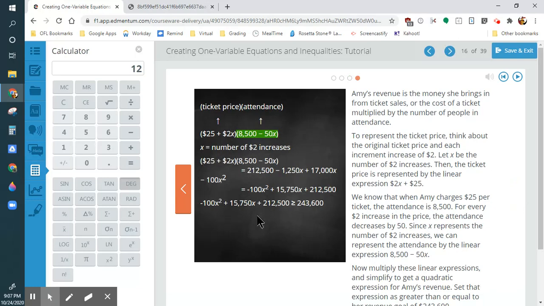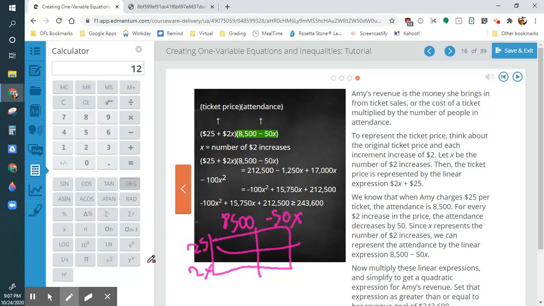So that's why I kind of stopped, because I figured, hey, they're going to box method this for me. And if I wanted to box method this myself, I would do the 25 plus 2x, and the 8500 minus 50x, and I would just fill this out, and I would end up getting this right here. All right, so let's move on from here.